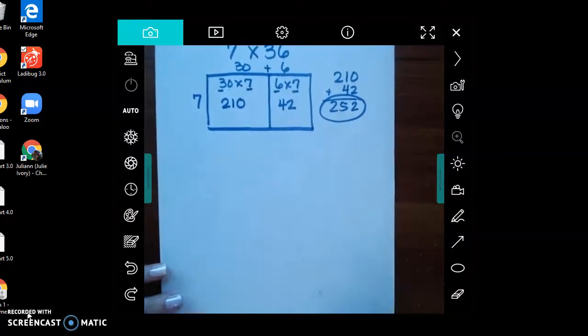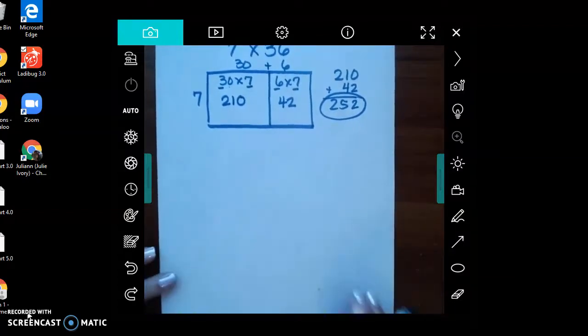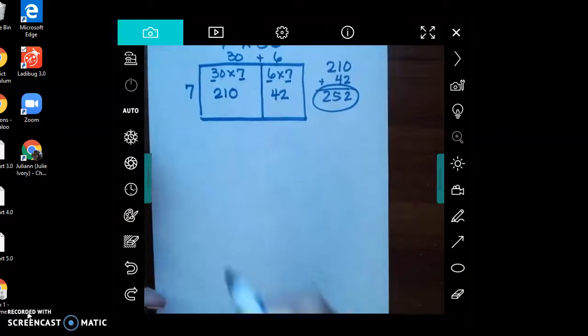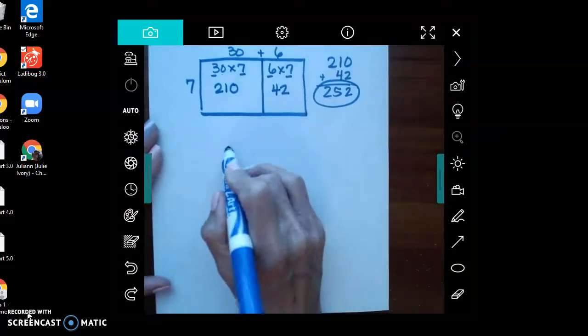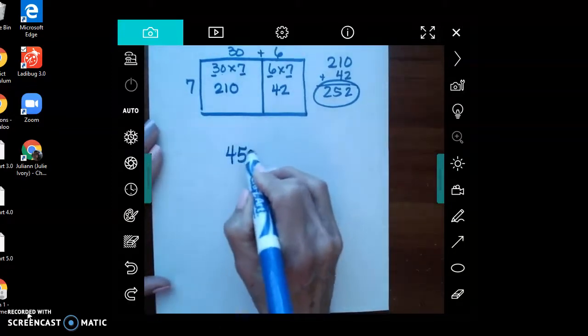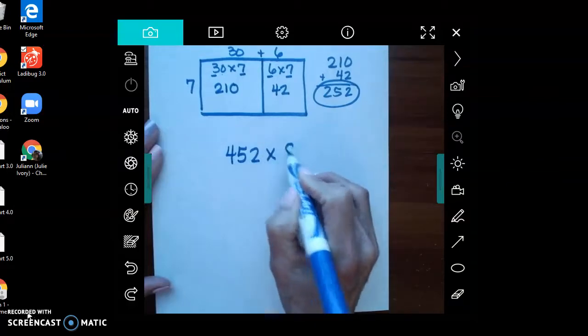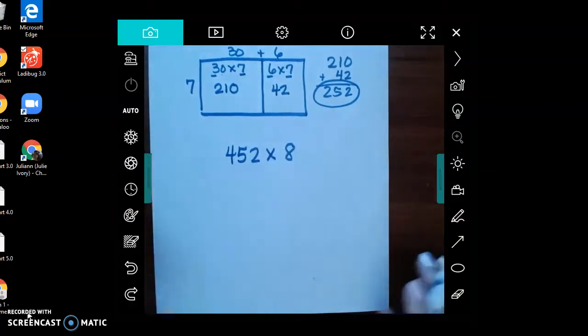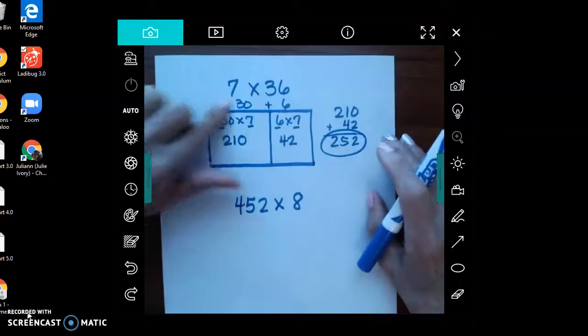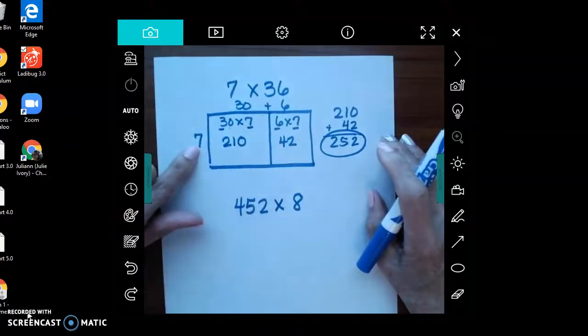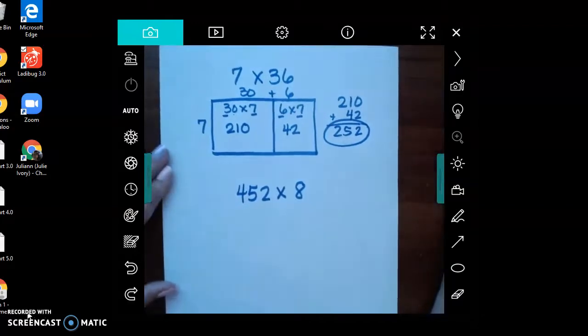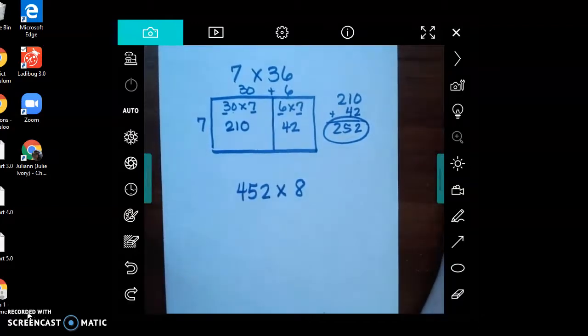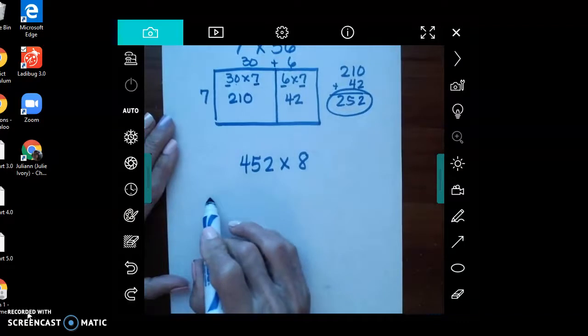Okay, let's see. What area model would you draw if I gave you the factors 452 times 8? Pause the video, and what I want you to do is draw your area model and label your factors outside of your area model. Go ahead, pause, and draw that model for me. Okay. Hopefully we all did this one.